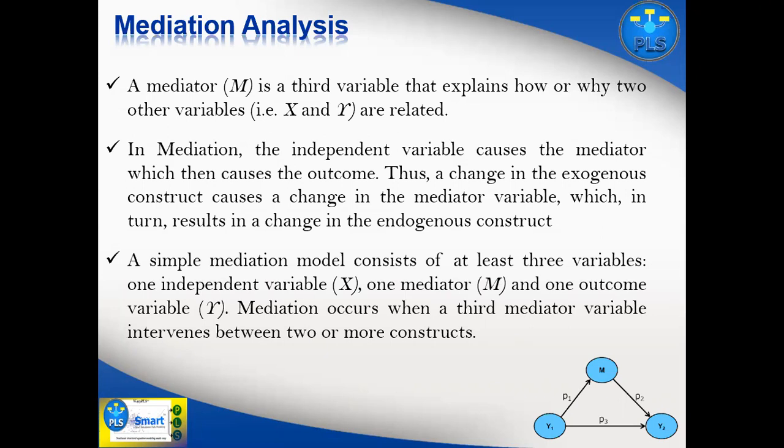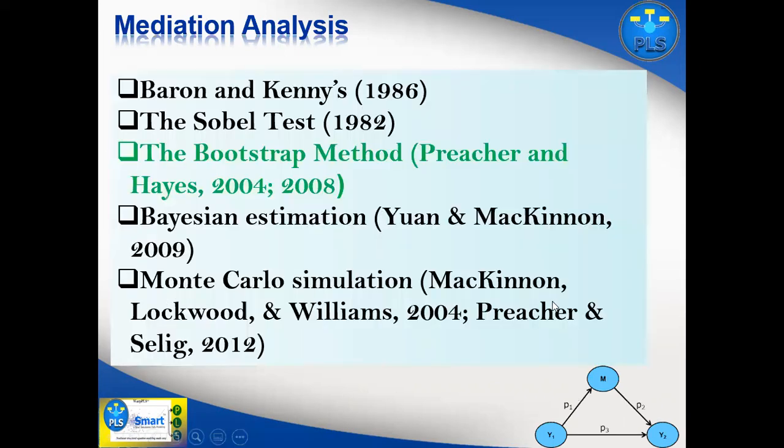A simple mediation model consists of one IV, one DV, one mediator. Okay? Mediation occurs when a third variable intervenes between two or more constructs. This is about mediation analysis. So, ladies and gentlemen, in mediation there are so many tests you can do to test mediation. There is the Baron and Kenny way, there is the Sobel test, there is bootstrapping, there is Bayesian estimation, there's Monte Carlo, and a host of them.